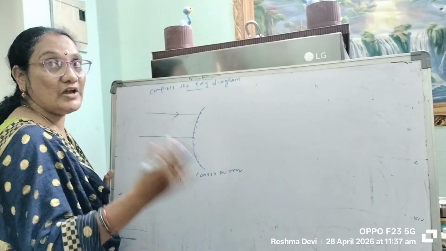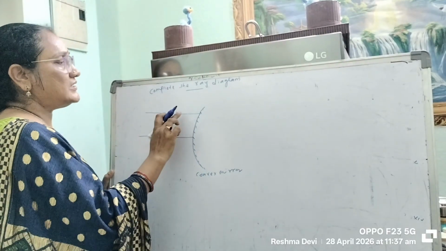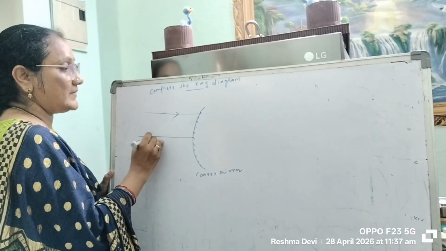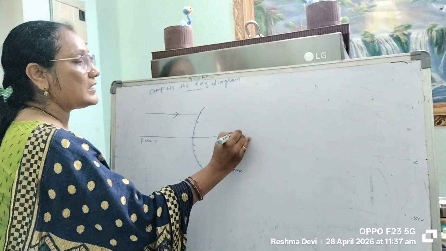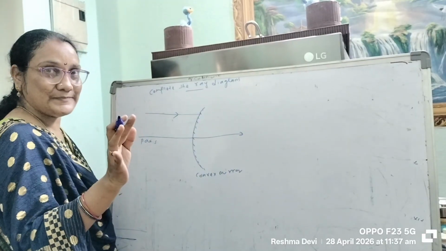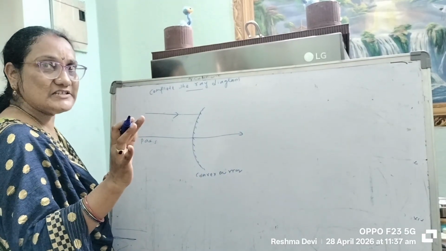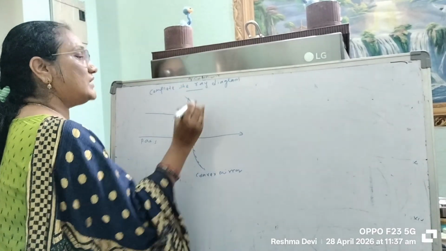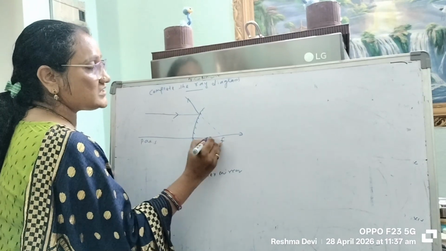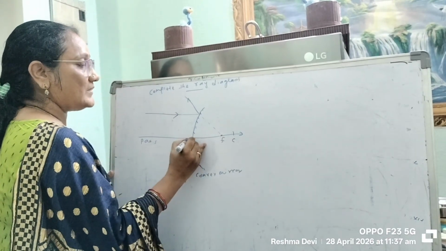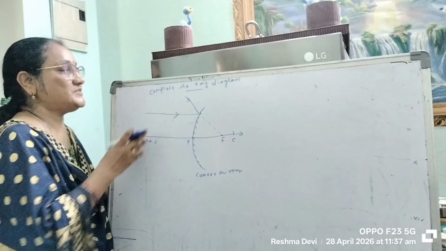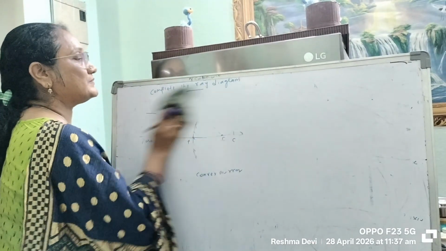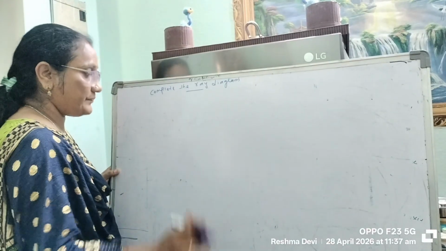He will not give anything; we have to identify. Next, the ray parallel to the principal axis. Parallel to the principal axis means it appears to come from the focus point. It appears to come from the focus point. Now next, complete the diagram.